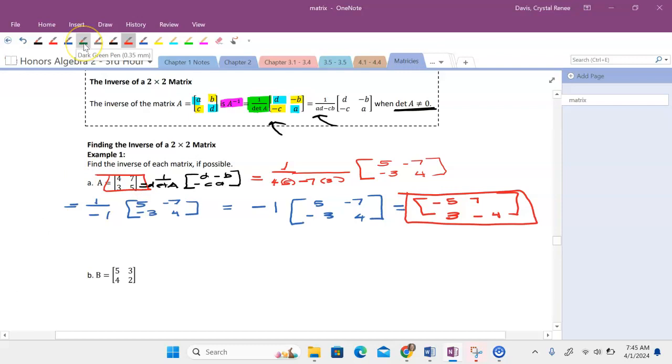Okay, so now because this is the inverse matrix, remember that if we were to go back to our original matrix, 4, 7, 3, 5, and we would multiply it by our inverse matrix, what we would get is the identity matrix. If you don't believe me, go ahead and work it out, but I'm not going to waste the time on the video.